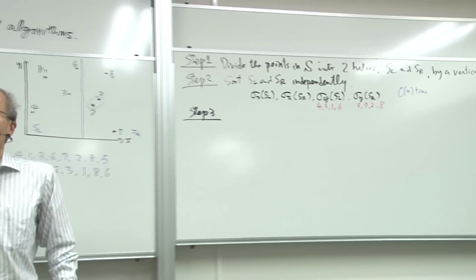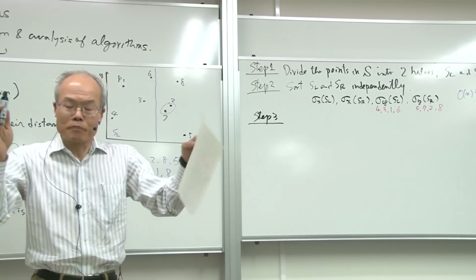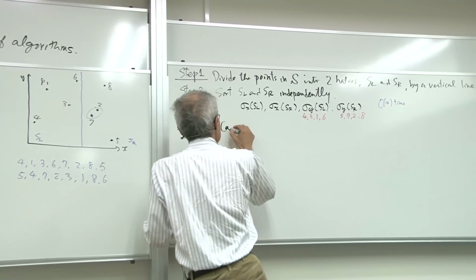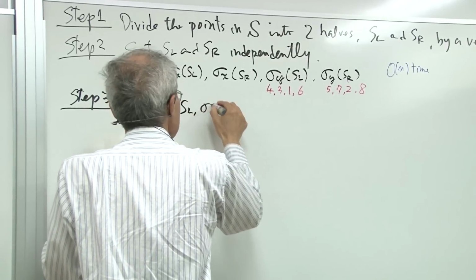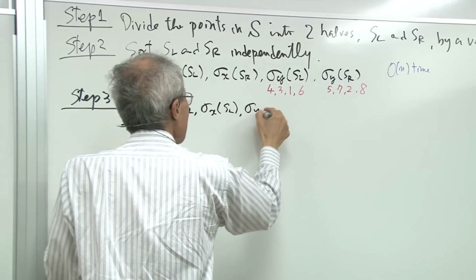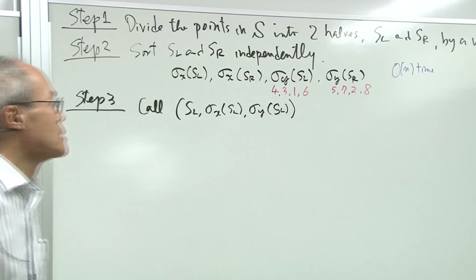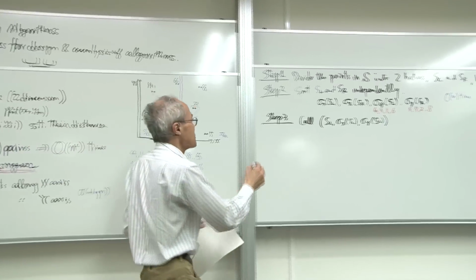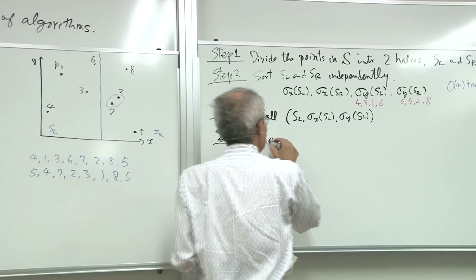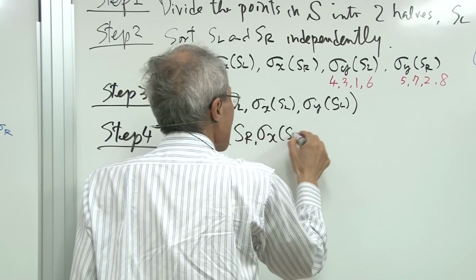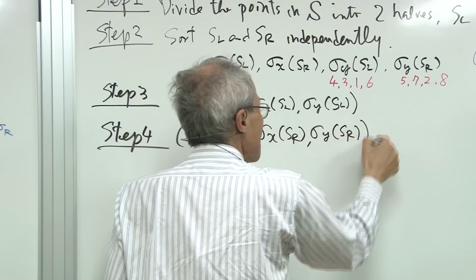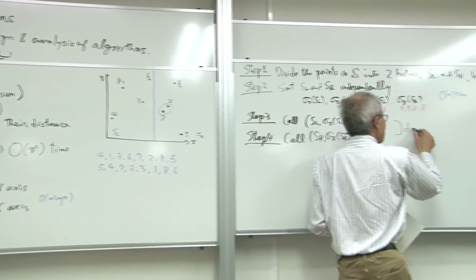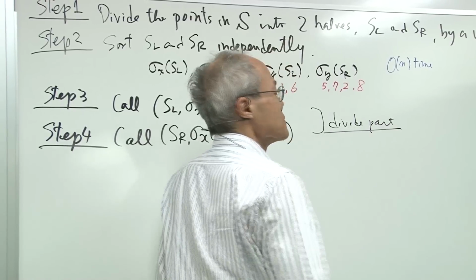Now you understand that we are ready to use the same algorithm. The problem is already divided into two parts, SL and SR. So step 3 is just to call the procedure on SL. So we just call the same procedure for this part, S sub L, and step 4 is the same thing for SR. So this is the divide part.